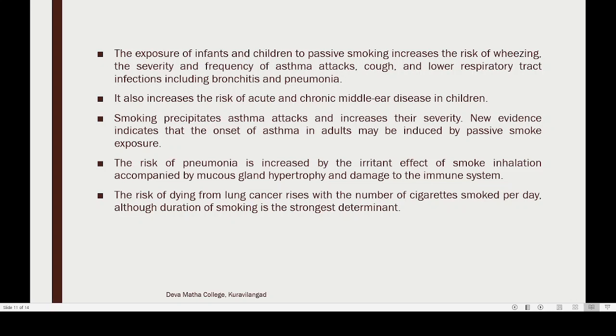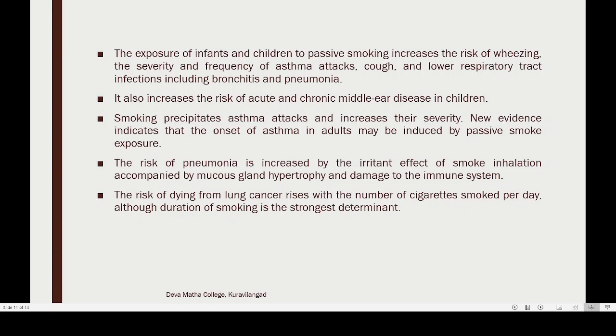What is passive smoking? When one person is smoking here, he is directly taking the smoke into his mouth, but we are all getting the air. That is known as passive smoking, and passive smoking can be as dangerous as active smoking. The risk of pneumonia is increased by the irritant effect of smoke inhalation accompanied by mucus gland hypertrophy.